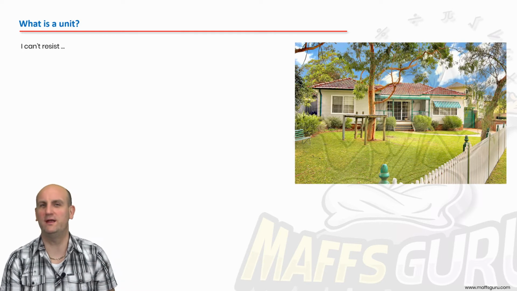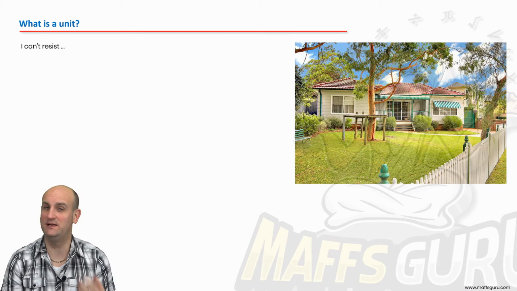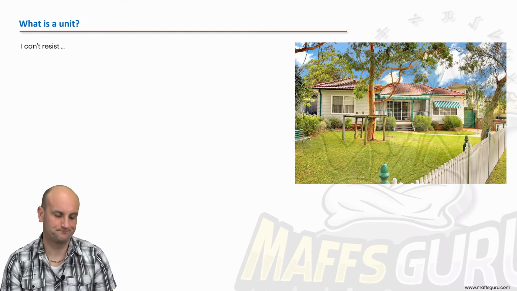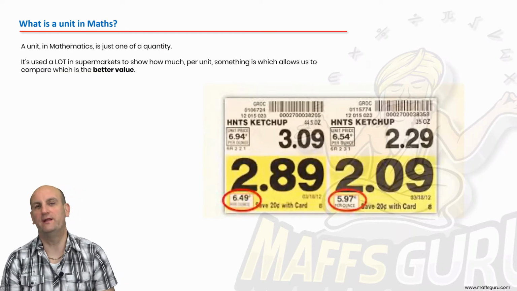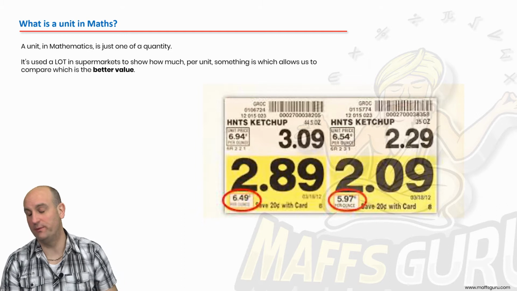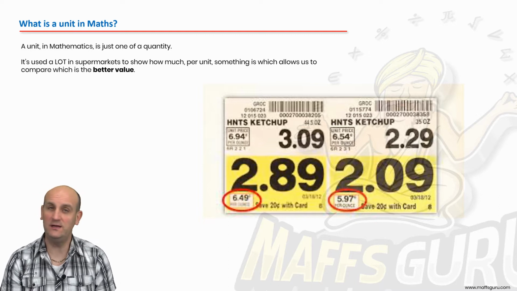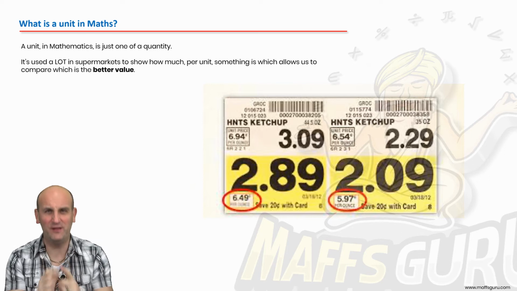But what is a unit? I couldn't resist it. There are so many cheesy puns in this course. Now, I really hate going shopping. My other half walks around the supermarket looking at the unit cost, trying to find a bargain and a best buy for just about everything. How do we do that? Well, thank you so much, Coles and Woolies. You've put those little unit things in the corner that say how much one unit costs.